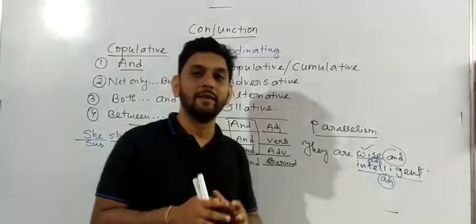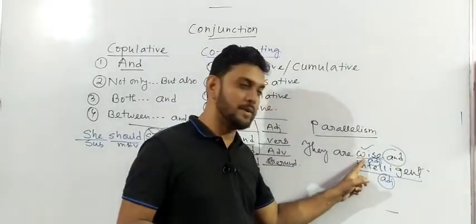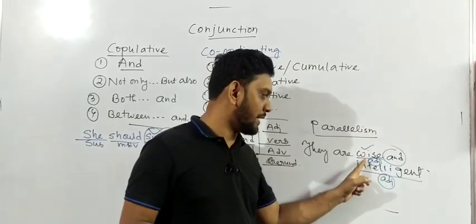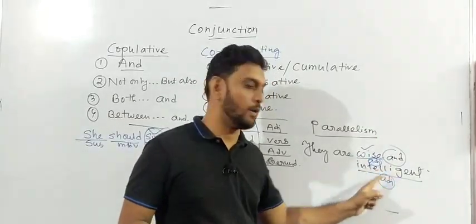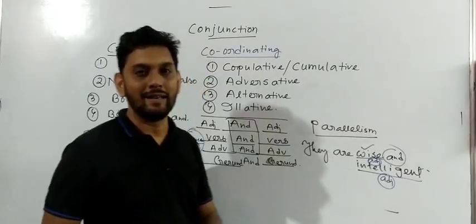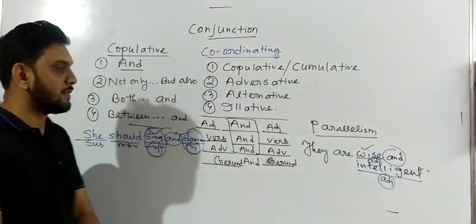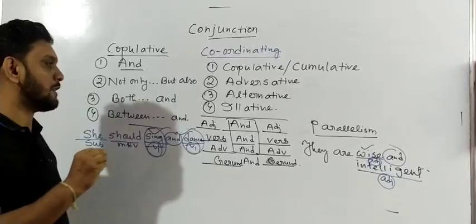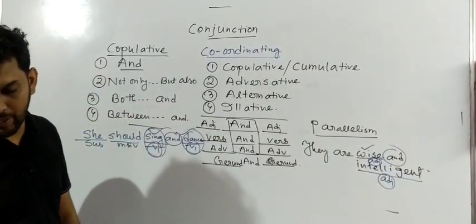So there would be a mismatch between the series of these words. So you have to maintain the order correctly. If an adjective is written before, you have to remember that the next word after "and" needs to be the adjective intelligent, not intelligently. Got my point? Very good. So that is a very important part of this parallelism. We have to maintain the order of parallelism. Okay.